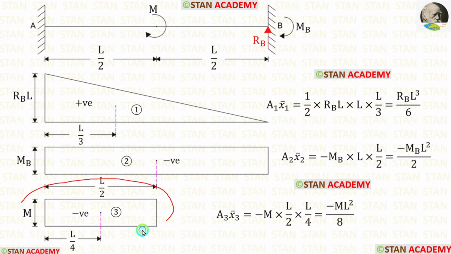Now let us find x bar 3. This is also a rectangle, so we can easily find out the centroid distance. To find out the centroid distance, we have to divide the length by 2. For this rectangle, the length is L upon 2. When we divide L upon 2 by 2, we will get L upon 4. Let us apply that. Now let us multiply the area with the centroid distance. After that, we are getting these.